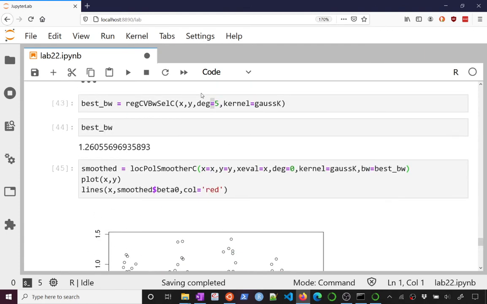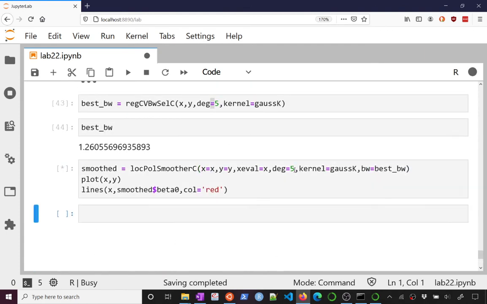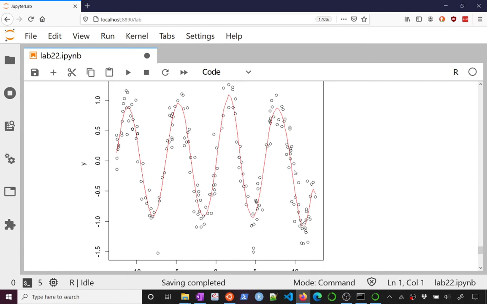That does not do so hot. I need to change my degree. That does pretty well now. So, you know, they're pretty powerful methods. They're quite flexible. So you do have to be a bit careful.